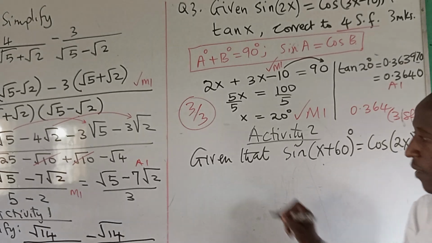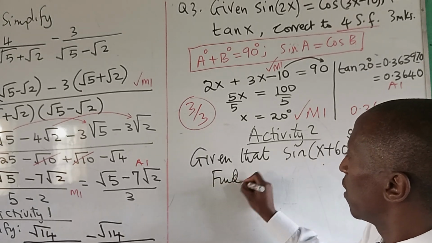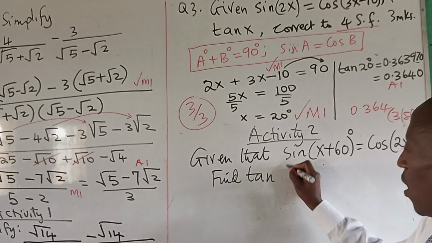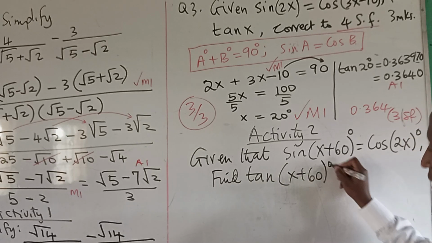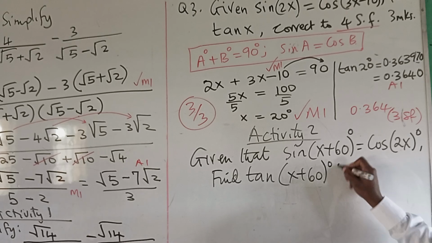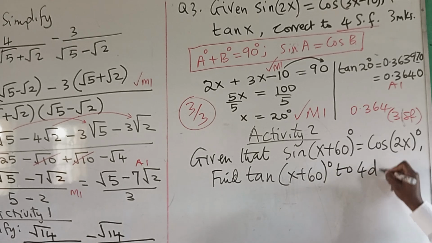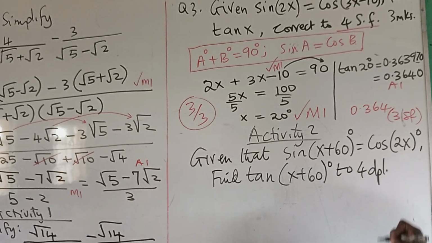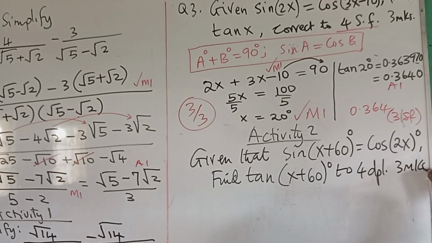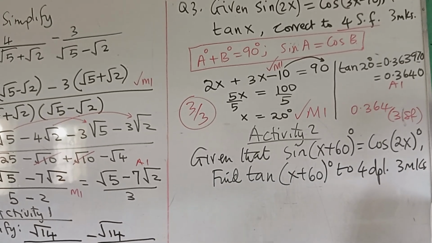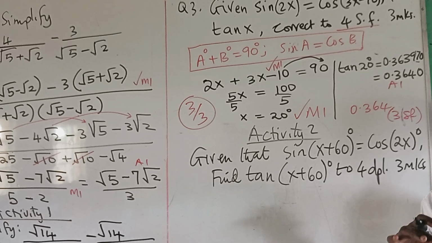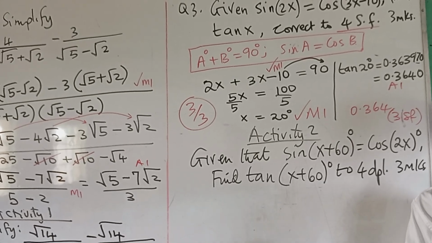The question is, find the tangent of x plus 60 degrees to 4 decimal places, and that should earn you 3 marks. So put down this activity 2. We shall have a reporting section during the live session.